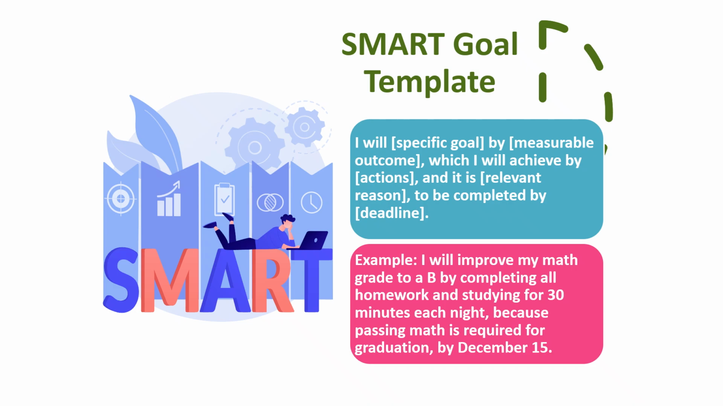So a good example appears in the pink box. Example, I will improve my math grade to a B by completing all homework and studying for 30 minutes each night because passing math is required for graduation by December 15th.